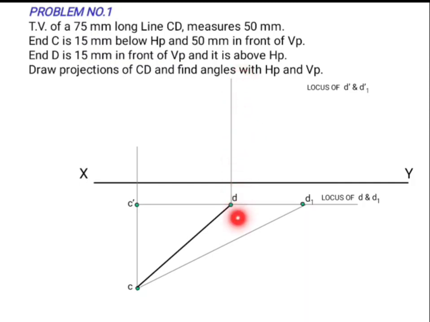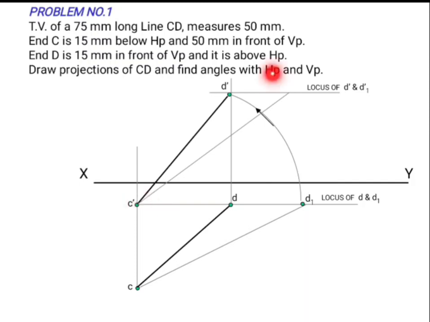Through the end point of the top view, I can draw a vertical projector. Now we can rotate the point D1, getting this intersecting point, that will be the point D dash, because D dash and D will be on the same vertical projector. And join D dash C dash. C dash D dash will be the front view. With C dash as center, I am cutting an arc by taking the true length of the line in the compass. Now I will get D1 dash.